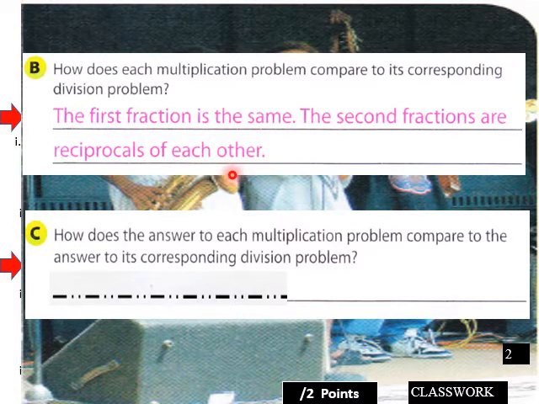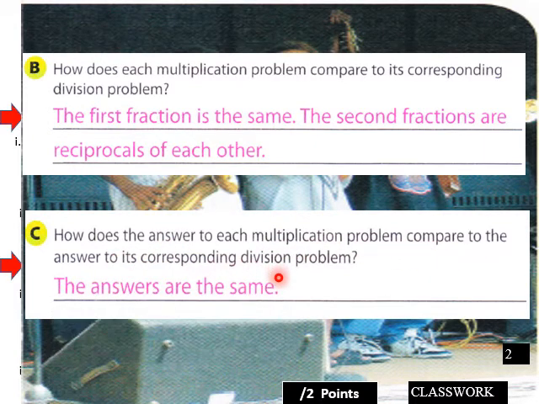And then down here, part C: how does the answer to each multiplication problem compare to the answer to its corresponding division? The answers are the same. So there is how they compare. They're the same thing.